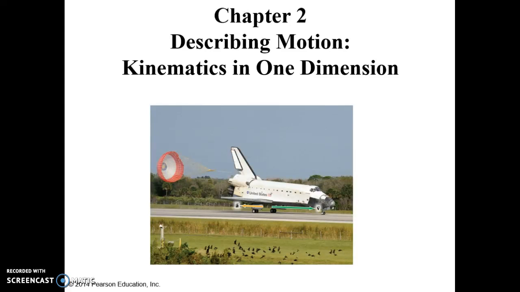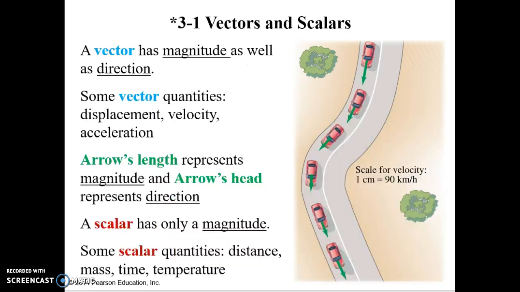Hello, class. In Chapter 2, we're going to cover motion in one dimension. Another word often used to describe motion is kinematics. Before we dive into Chapter 2, I would like to go over a definition from Chapter 3, and that is vector and scalar. A vector has magnitude and direction, whereas a scalar only has magnitude. Think of magnitude as an amount of something.